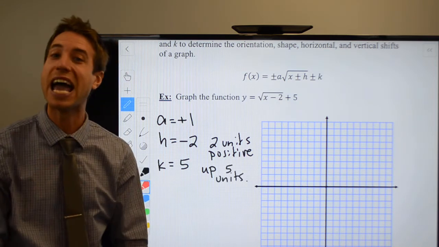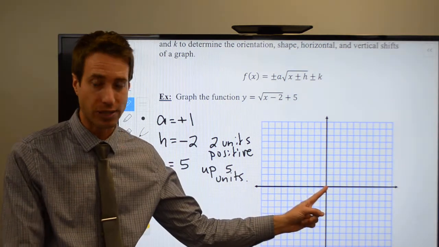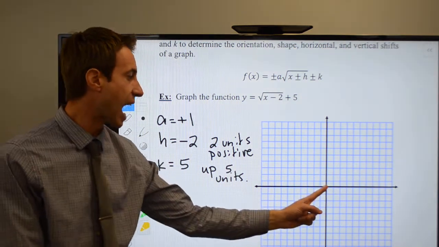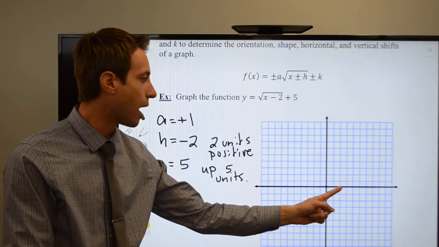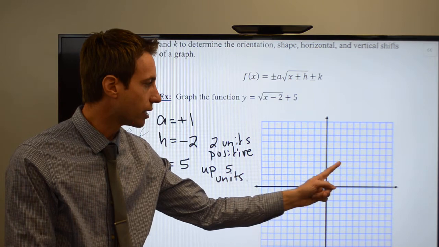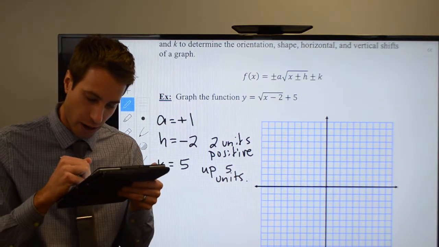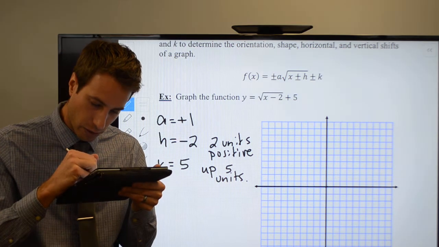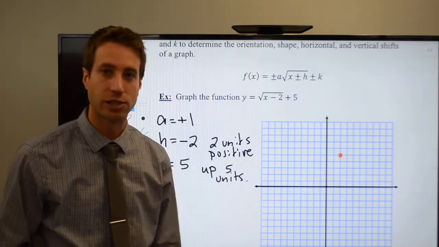All right, so let's go ahead and graph our starting point. The parent function starts at 0, 0, just like all of them do. And I know that I need to go positive 2 units, 1, 2, and up 5. 1, 2, 3, 4, 5. And that's where my radical function is going to start. Over 2 and up 5. That's going to be my starting point.